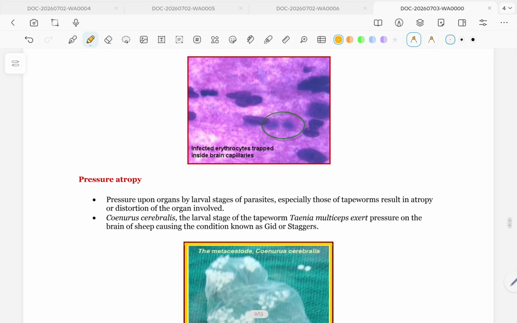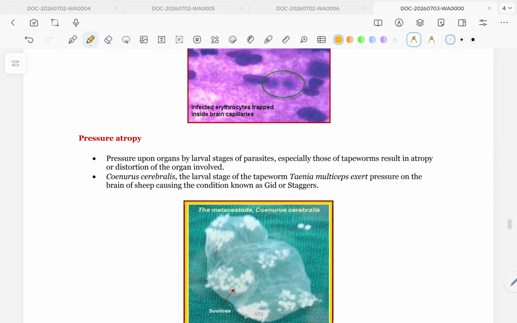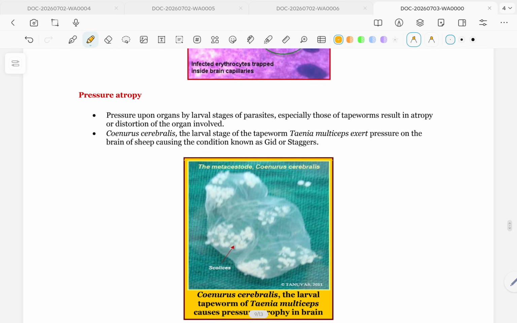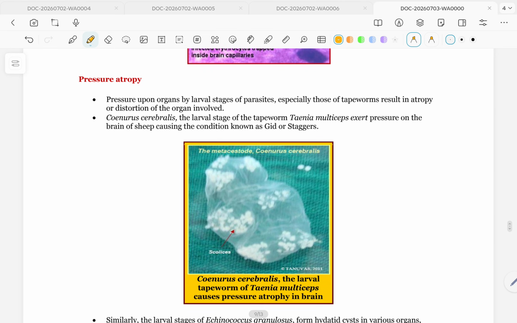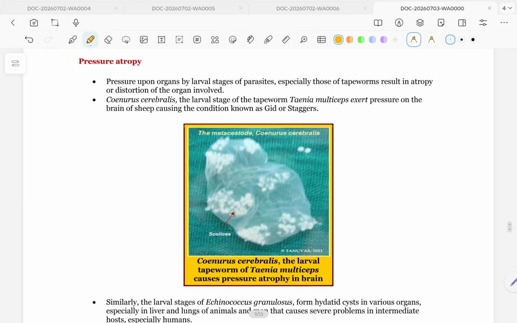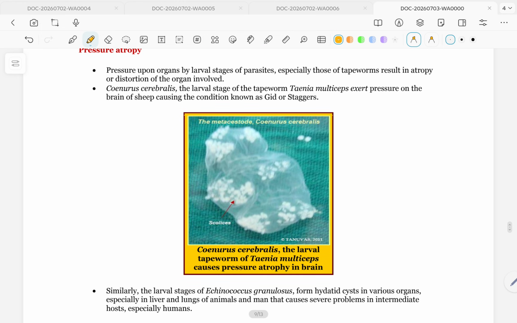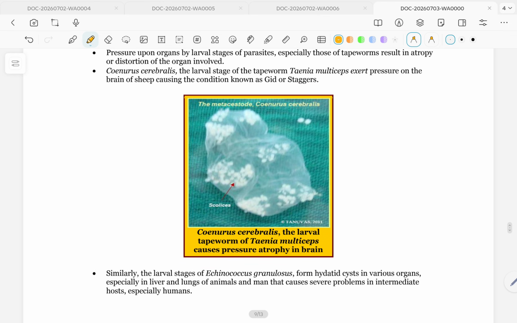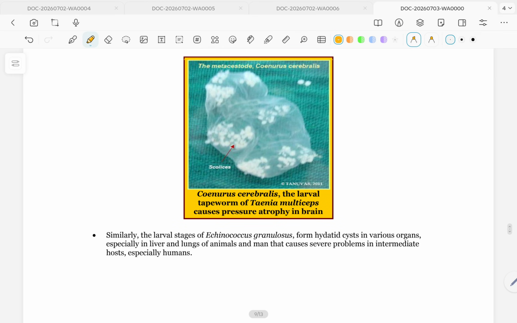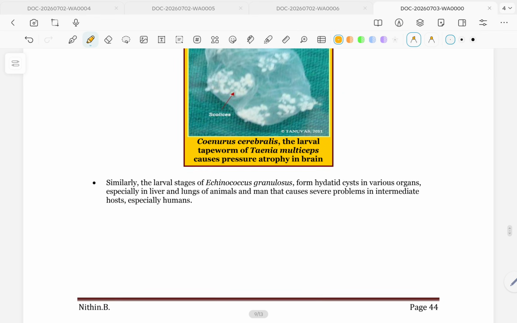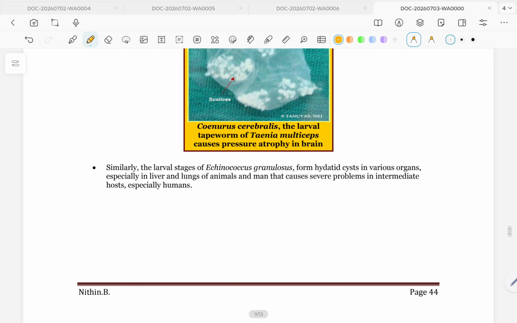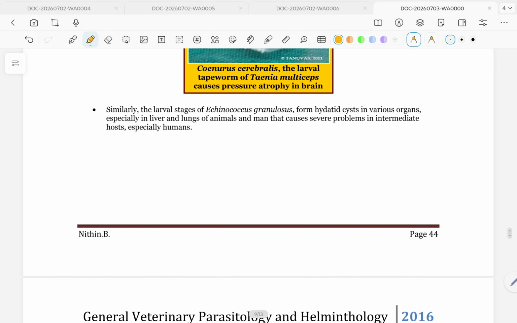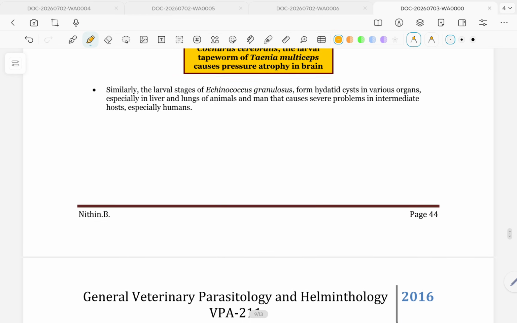Pressure atrophy. Pressure upon an organ by the larval stage of a parasite, especially those of tapeworms, results in atrophy or distortion of the organ involved. Coenurus cerebralis, the larval stage of the tapeworm Taenia multiceps, exerts pressure on the brain of sheep, causing the condition known as gid or staggers. Similarly, the larval stage of Echinococcus granulosus forms hydatid cysts in various organs, especially the liver and lung of animals and man, and causes severe problems in the intermediate host, especially humans.